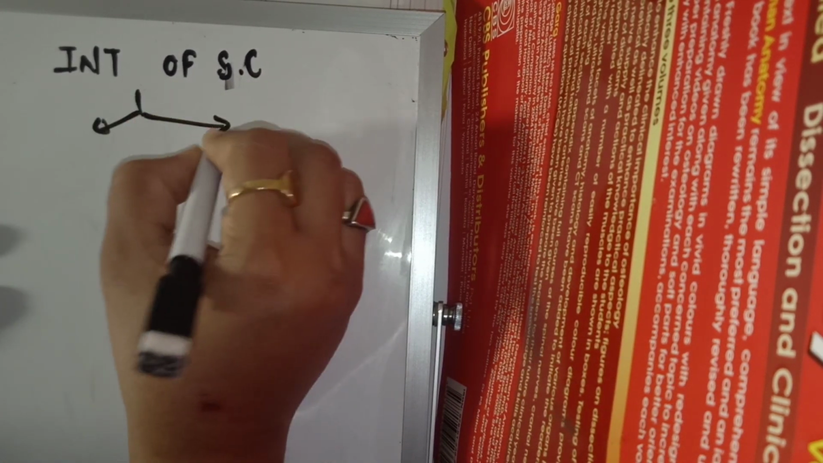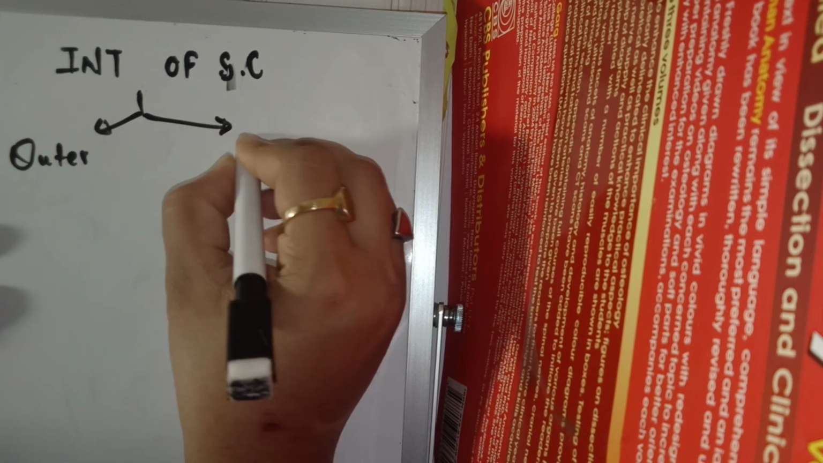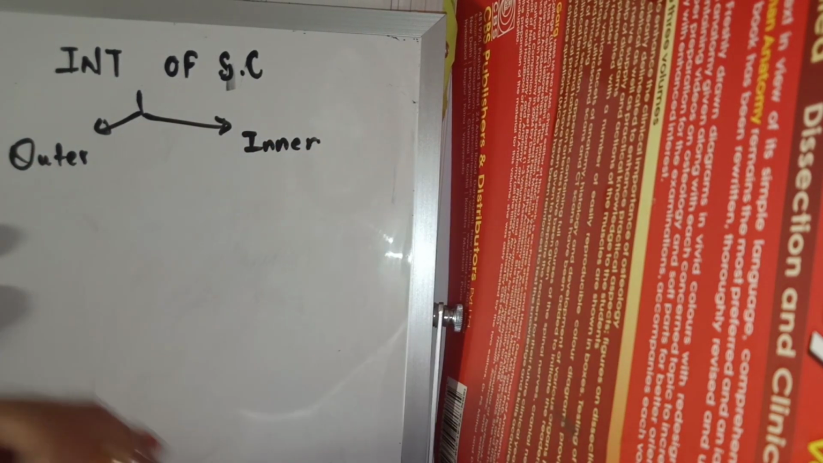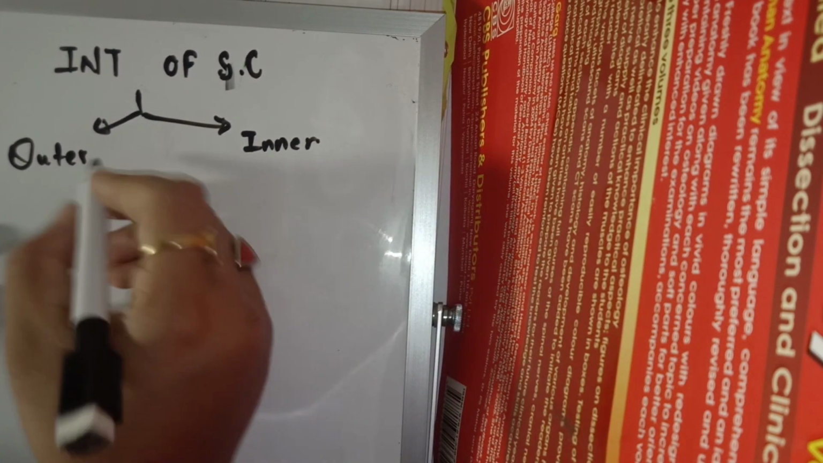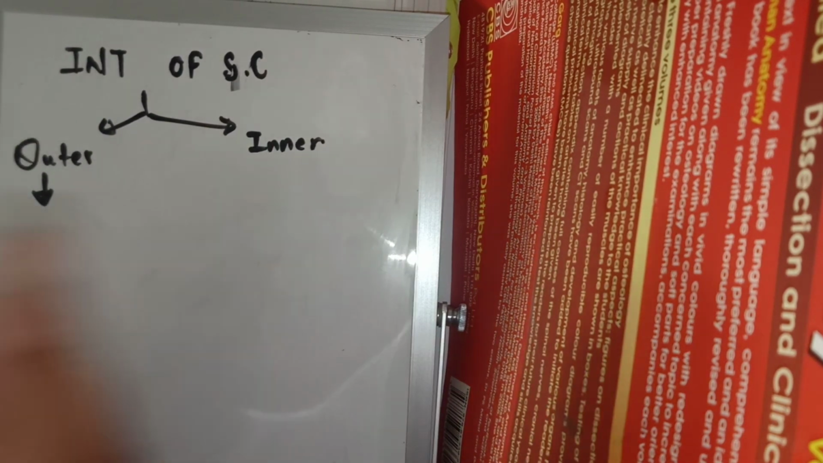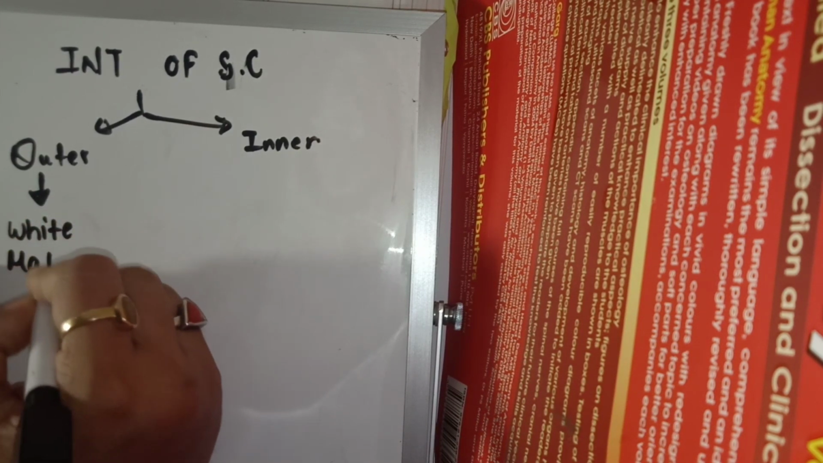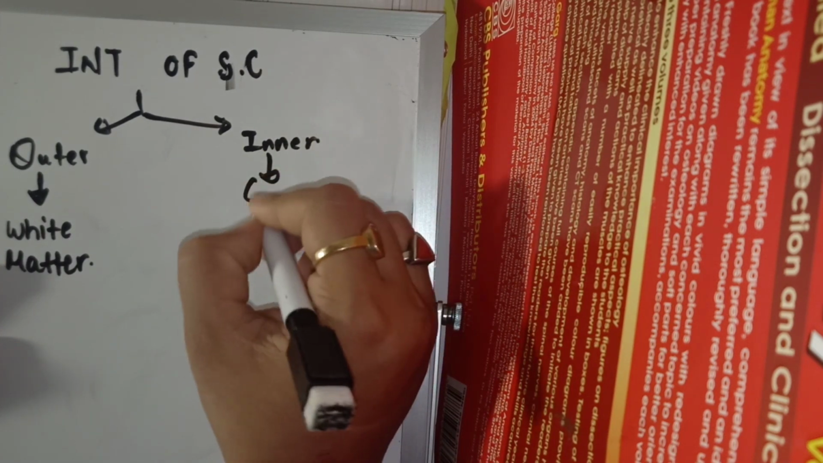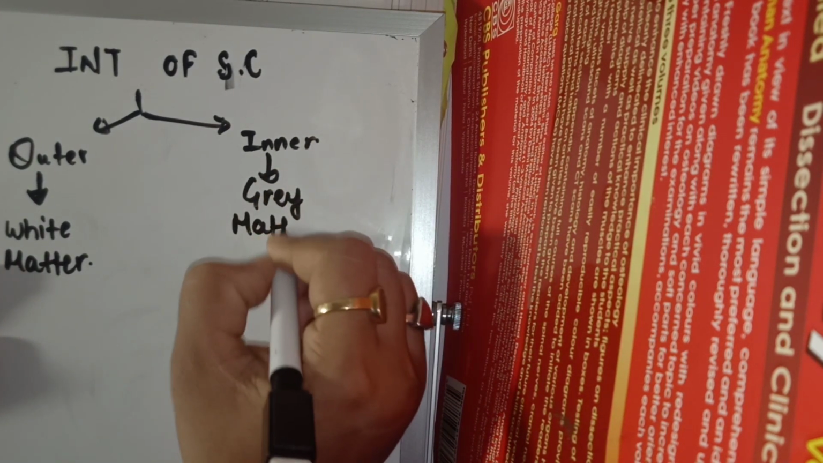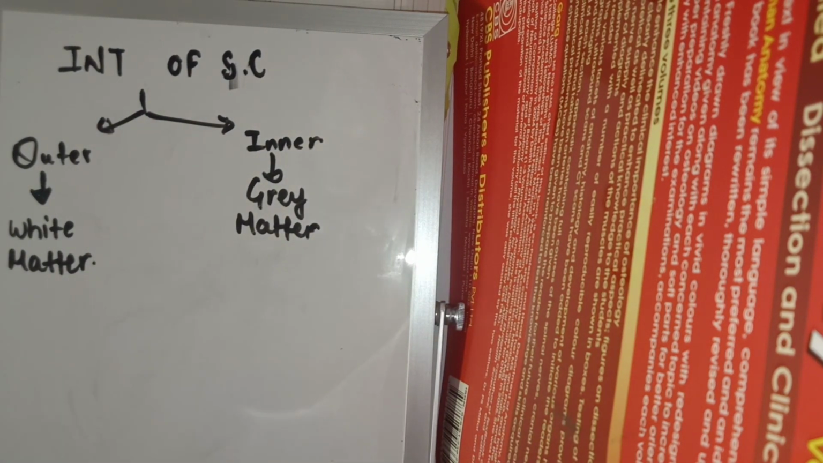So the spinal cord is divided into two parts, outer and inner. Basically, the brain also divides into two parts, outer and inner. But in the brain, the outer part is gray matter and the inner part is white matter, right? In the spinal cord it is opposite. The outer part is white matter and the inner part is gray matter. In the brain, the outer part is gray matter and the inner part is white matter.